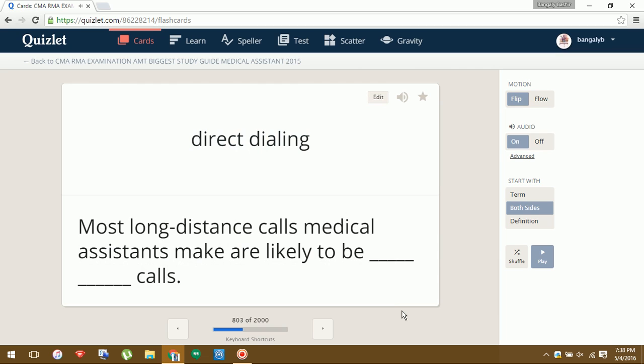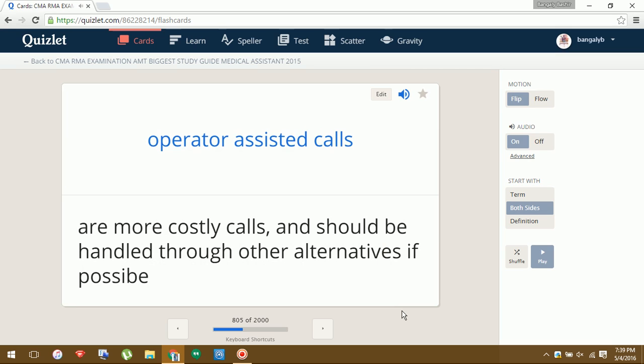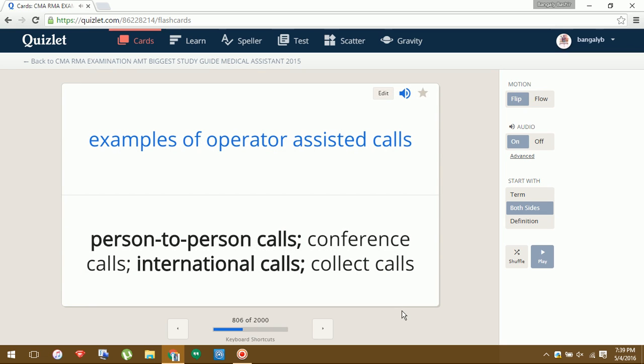Direct dialing. Most long-distance calls medical assistants make are likely to be direct dialing calls. Direct dialing calls. Calls placed without the help of an operator. Operator-assisted calls are more costly calls and should be handled through other alternatives if possible. Examples of operator-assisted calls: person-to-person calls, conference calls, international calls, collect calls.